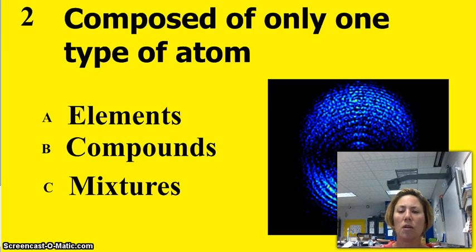Question number 2, composed of only one type of atom. Is that true of elements, compounds, or mixtures? So you should write composed of only one type of atom and then write your answer. I will tell you for the rest of these questions, there may be 1 right answer, there may be 2 right answers, there may be 3. So the statement can be true of just elements, of just compounds, or of just mixtures, or some combination of those. So if you believe it to be true of more than one thing, you need to write everything you think it's true for down.